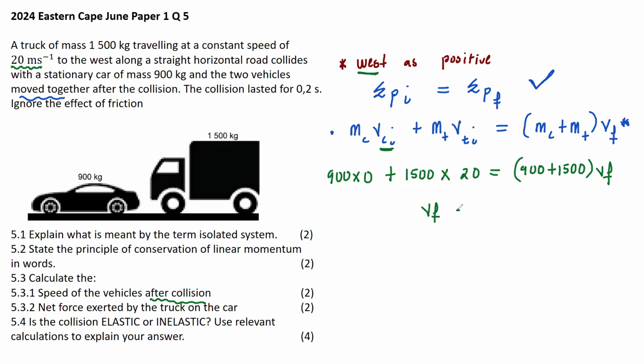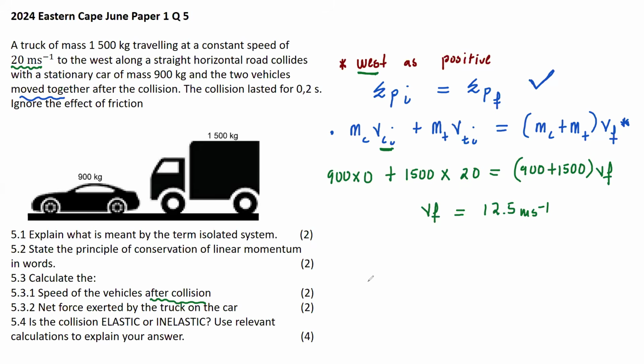Do the maths for me. I'll tell you this. I need a confirmation. Do you get 12.5 meters per second? Is that what you get for your speed? Talk to me as a confirmation. You're looking for the VF. Do you get 12.5? All right. So it's 12.5 meters per second. And that's basically the answer. They just asked for the speed of the truck or the vehicles after the collision.